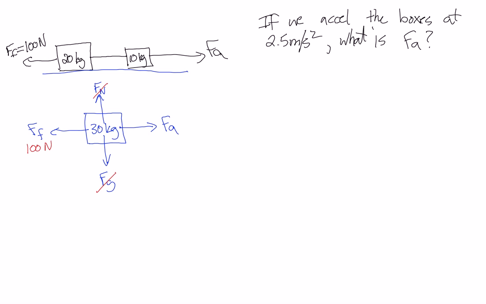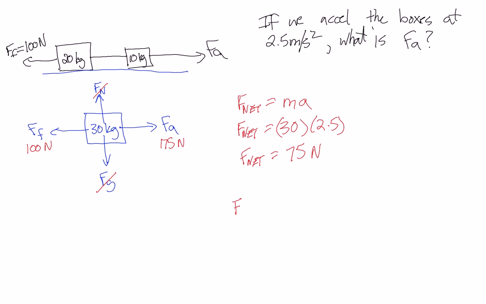So in this case, if we know that it was accelerating, that means we can actually calculate the net force. So our net force will be the mass, which is 30 kilograms, times the acceleration of 2.5. So that gives us a net force of 75 newtons. So that means if we had a net force of 75 newtons, we can then kind of use common sense to say, well, in order to get a net force of 75, we've had to pull it at 175, because the 175 minus the 100 would give us the 75.